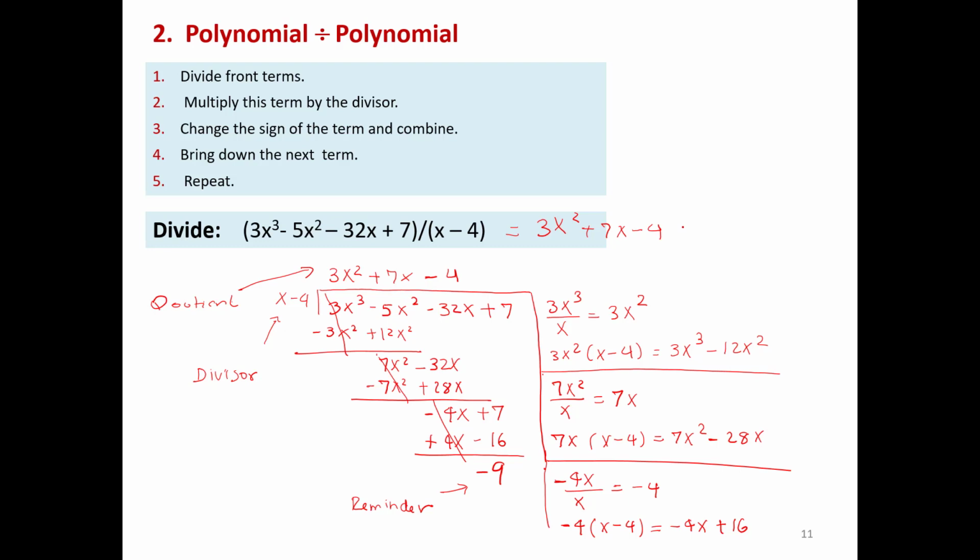Now we need to write the remainder. With negative 9 as the remainder, we write the remainder in the numerator, and in the denominator the divisor, x minus 4. And this is the answer: 3x squared plus 7x minus 4 minus 9 over x minus 4. And this is the answer. And this is all I had for today.